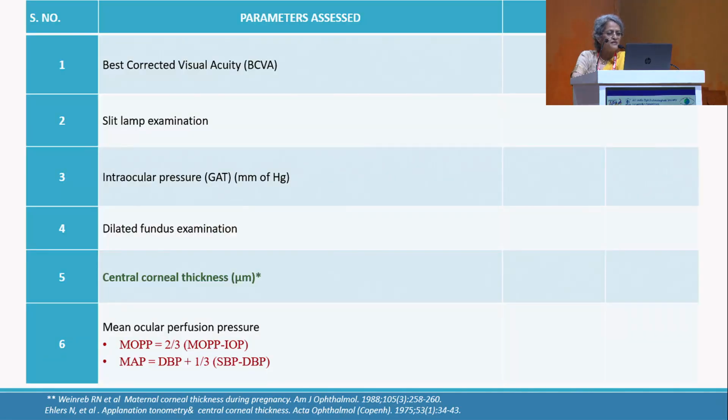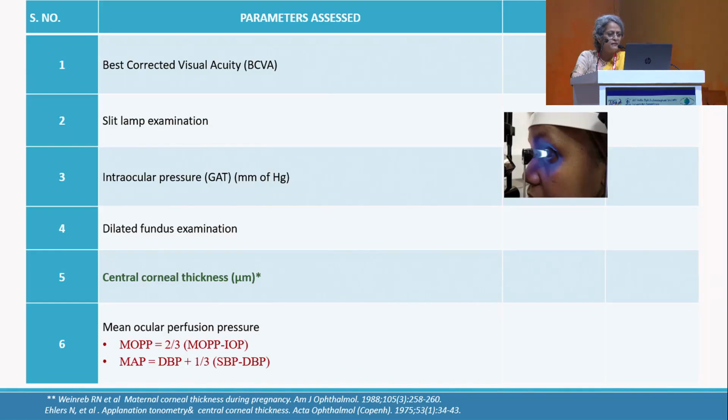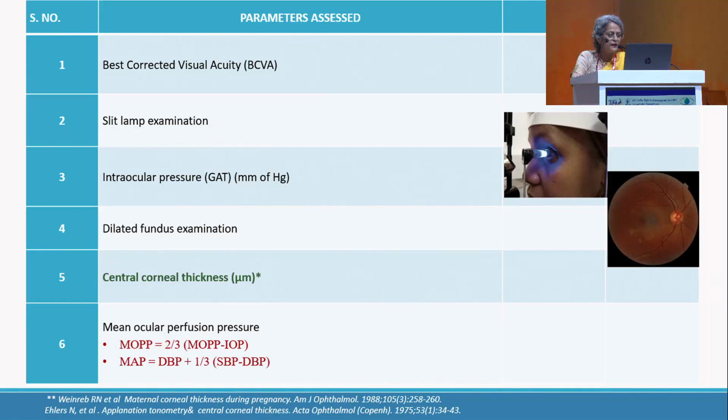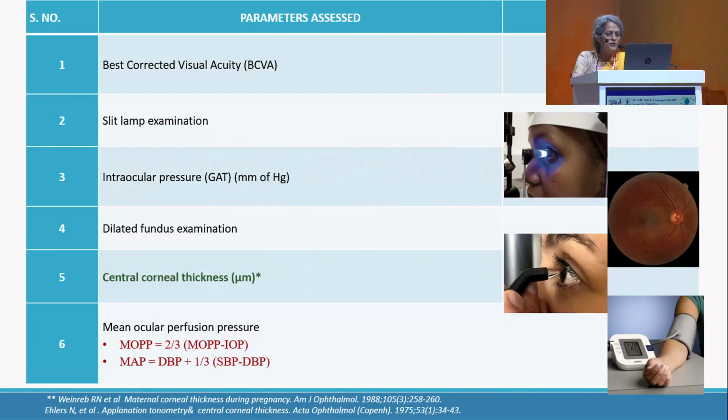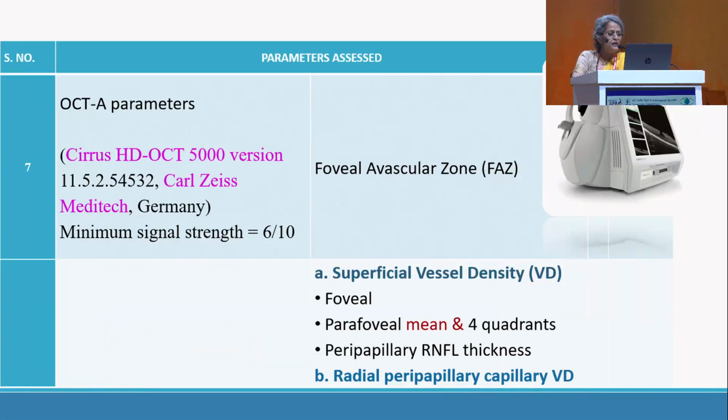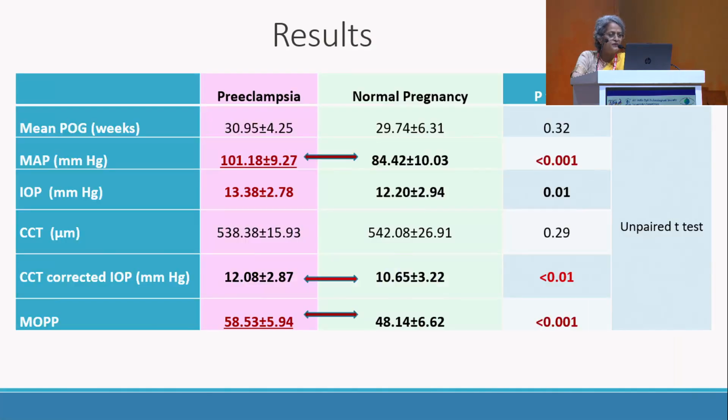The parameters assessed were obviously the best visual acuity, the intraocular pressure, fundus examination, central corneal thickness, and the mean ocular perfusion pressure, or the MOP, and also the mean arterial pressure. The OCTA was done by the Cirrus machine, with a minimal signal strength of 6. The foveal avascular zone was measured, the superficial vessel density, foveal, parafoveal and peripapillary retinal nerve fiber thickness. In addition, radial peripapillary capillary vessel density was measured.